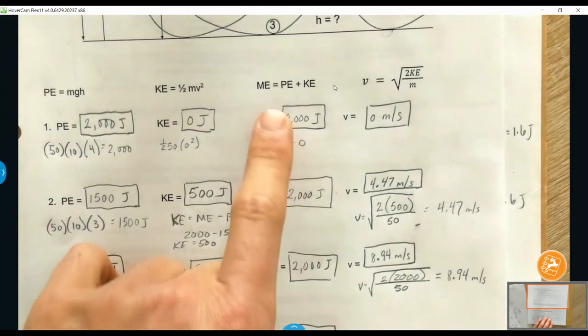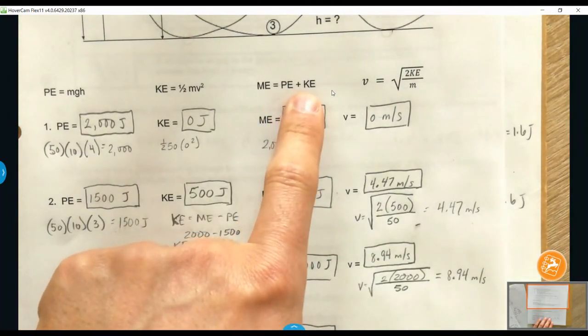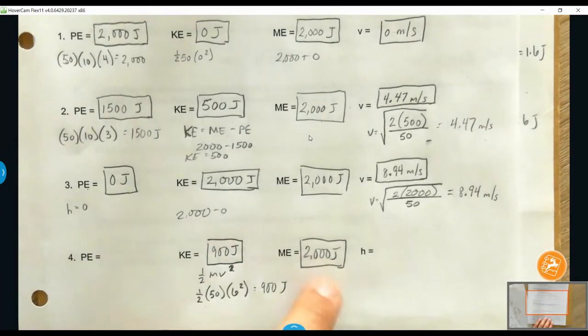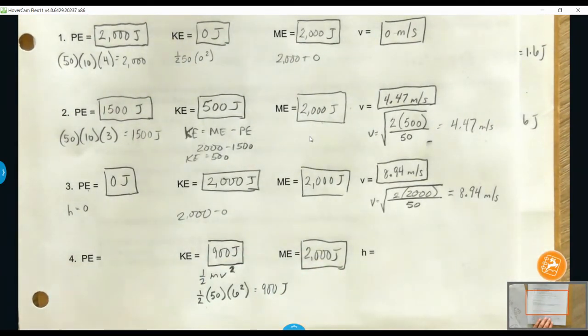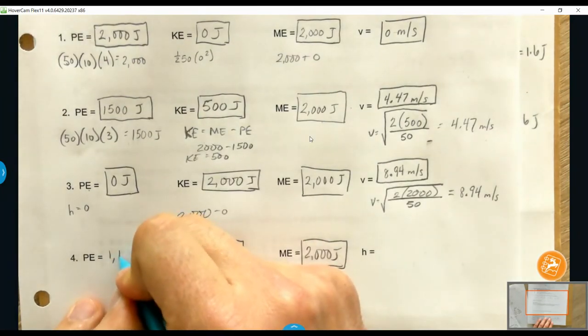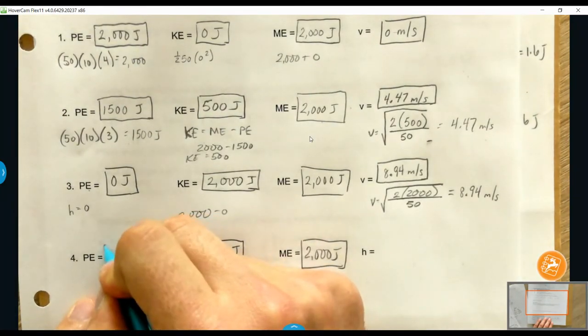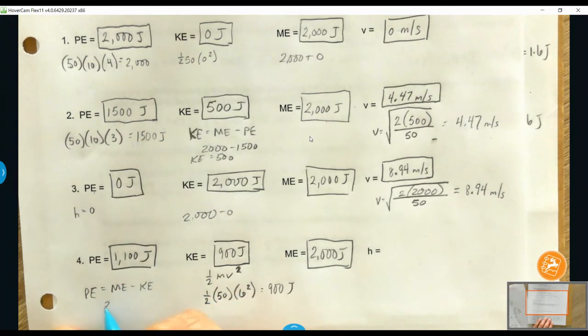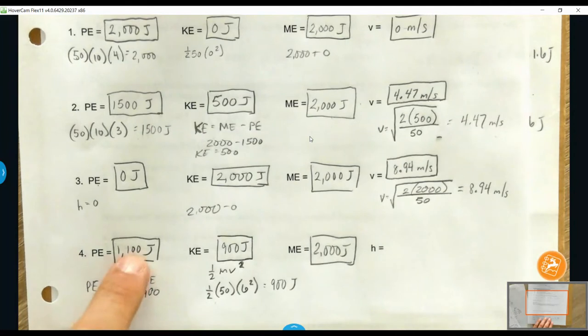and we look at the equation: the mechanical energy is potential plus kinetic. So what plus 900 is going to give me 2,000? 1,100 joules. Now if you wanted to show that, you could just say again that the potential energy here can be mechanical minus kinetic. So your 2,000 minus 900. And that's where we get this guy here from.